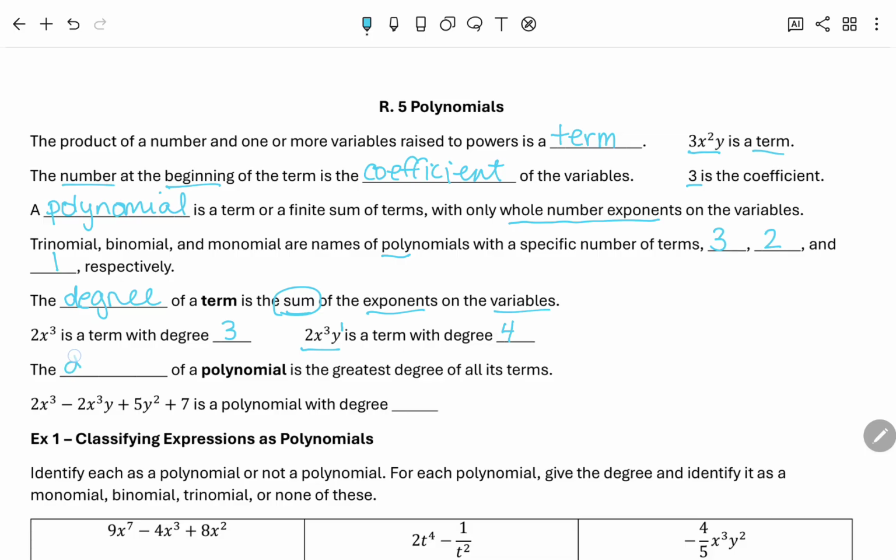Next, we could look at the degree of a polynomial. So notice the difference. We can talk about the degree of a specific term or the degree of the whole polynomial, which would be the greatest degree of all its terms. So here I've given you a polynomial. It has 4 terms. And if I want to know the degree of the polynomial, you have to find the term with the largest degree. So this term has a degree of 3. This term has a degree of 4. This one has a degree of 2, and this one has a degree of 0. So we would say this is a polynomial with degree 4.